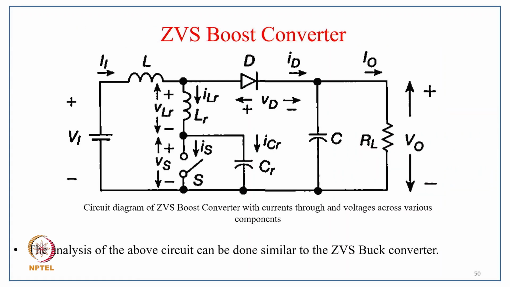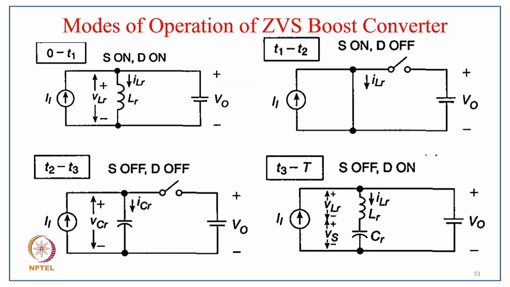So this is the typical circuit of the ZVS boost converter. Here you can say it's a simple boost converter, but with a capacitance CR in parallel to the switch and the resonant inductor LR in series with the circuit to form the resonant circuit, to provide zero voltage switching for the switch. Here is the circuit diagram of the ZVS boost converter with the current through and voltage across the various components. The analysis of the above circuit can be done similar to the ZVS buck converter.